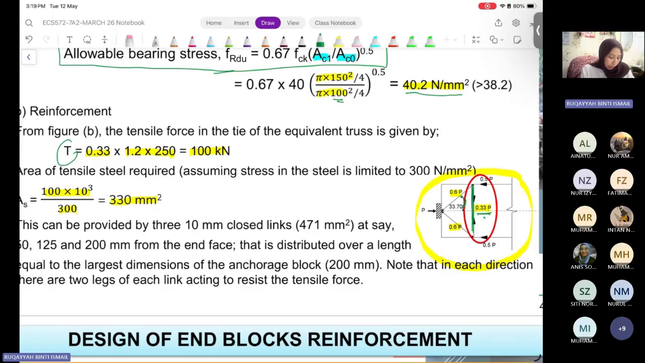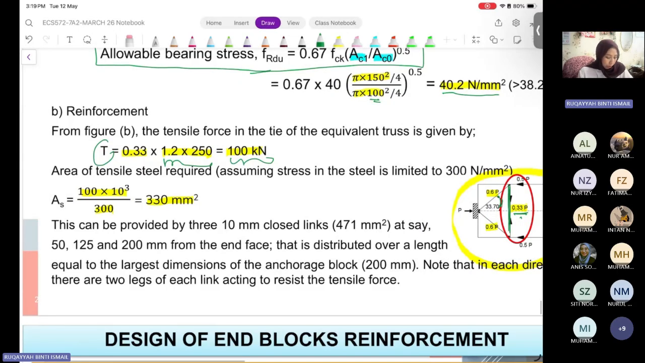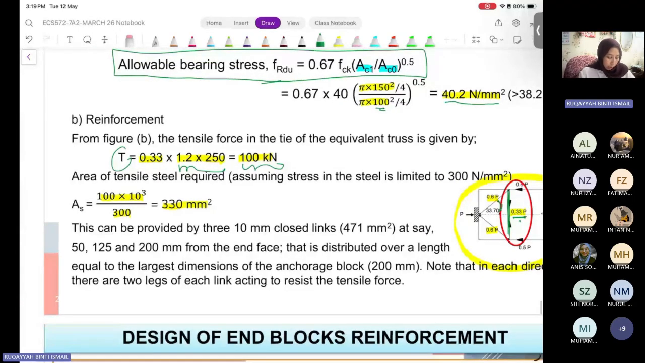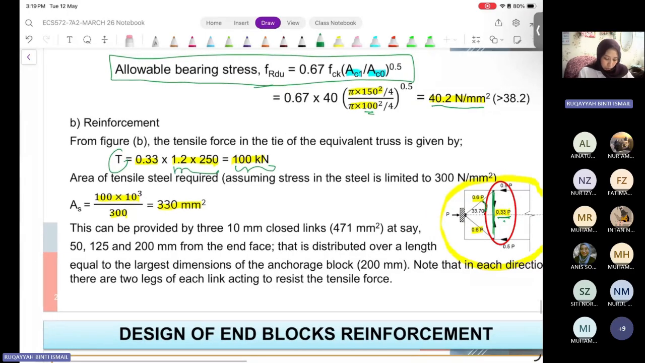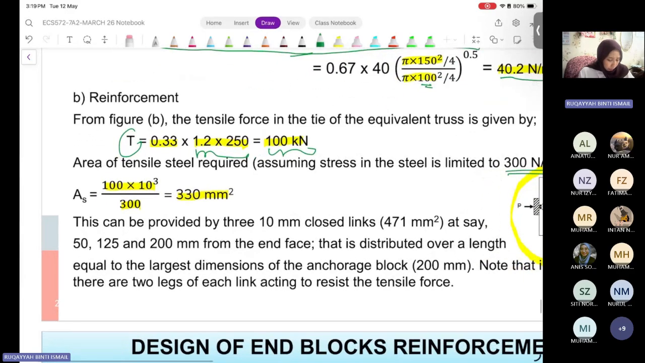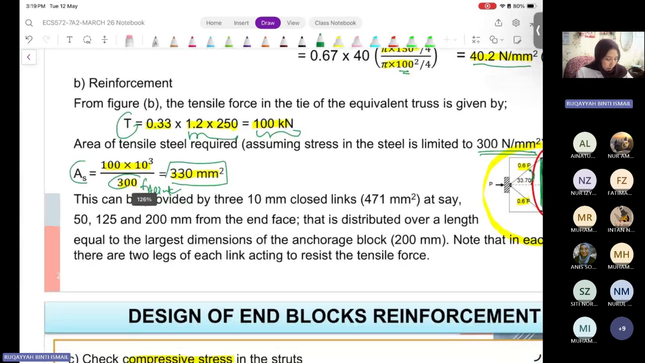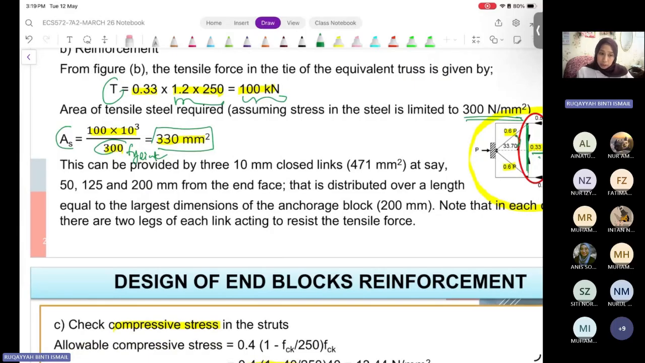So then we will take P as 1.2 multiplied with 250, which is the force. Technically we have 100 kN for the tensile stress. If the area for the tensile stress is required, the strength we need to provide is limited to 300. So the area of reinforcement that we can provide is 330 mm square, because this is your link's strength limit.